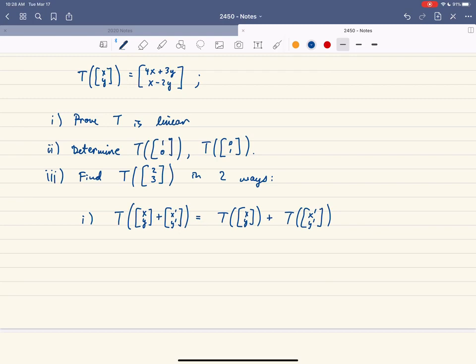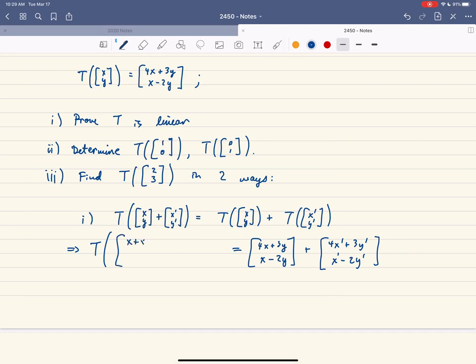The right side is arguably easier to compute. So the right side is going to be T of (x, y). We can just literally copy what we have here. T of (x, y) is going to be 4x plus 3y, then the second entry is x minus 2y. T of (x', y') is going to be 4x' plus 3y', and then the second entry will be x' minus 2y'. And on the left side, I'm going to take the two vectors inside our linear transformation and add them up.